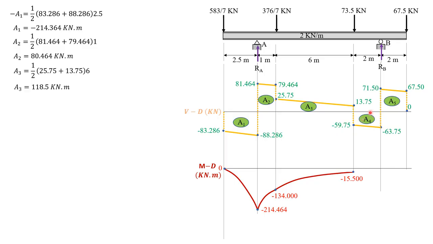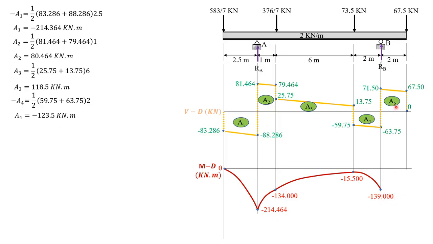Then plus area 4, which is negative. Negative area 4 is 0.5 of quantity 59.75 plus 63.75 times 2. Area 4 is negative 123.5 kilonewton meter. So negative 15.5 plus negative 123.5. So we have negative increasing ordinate, so negative increasing slope. So it looks like that. So it becomes negative 139. Negative 15.5 plus negative 123.5 is negative 139.